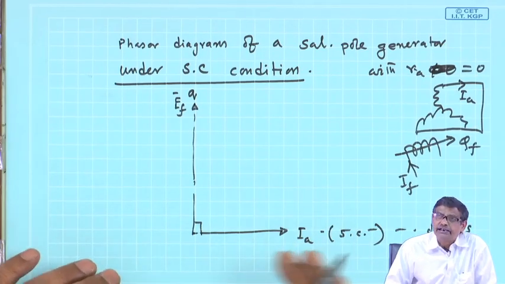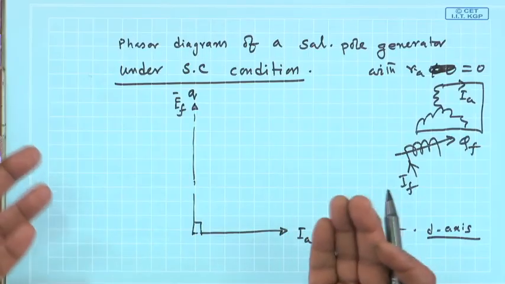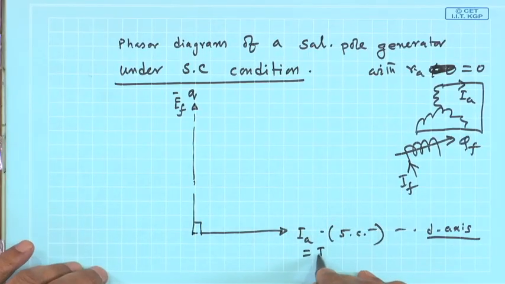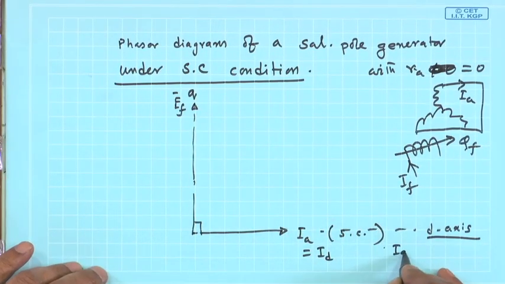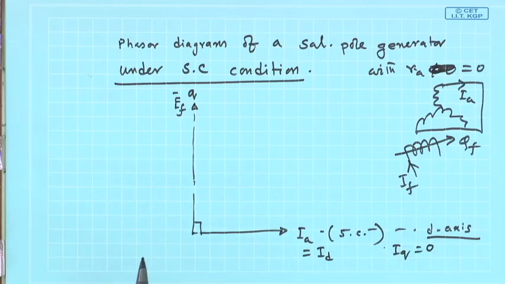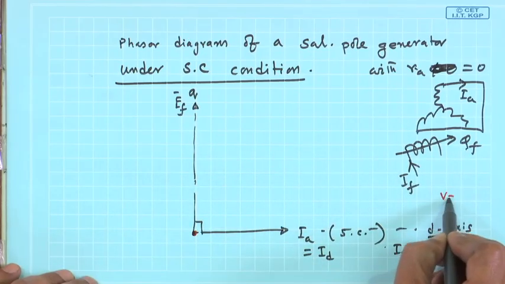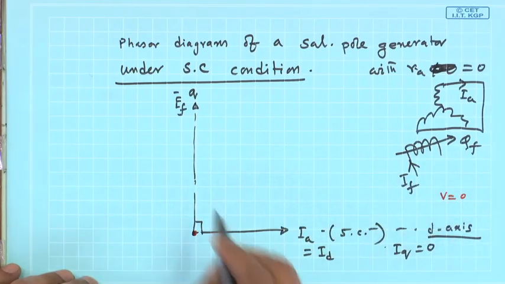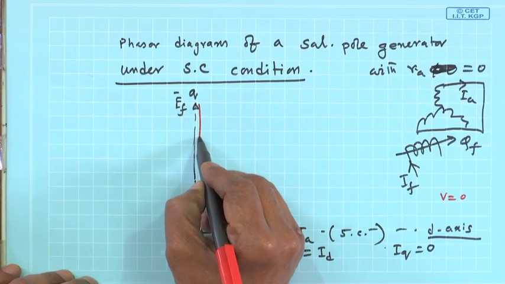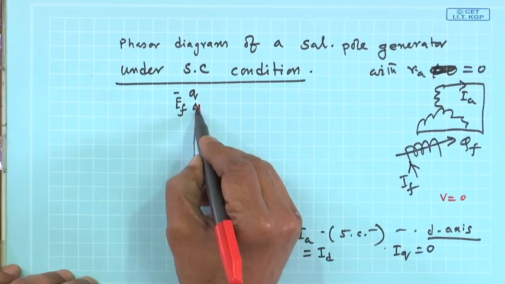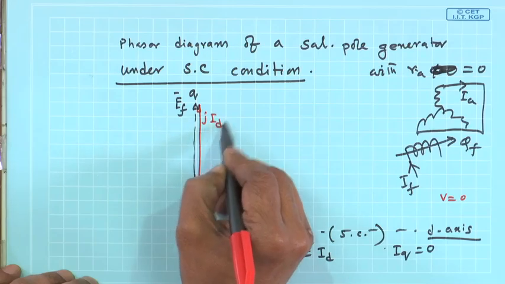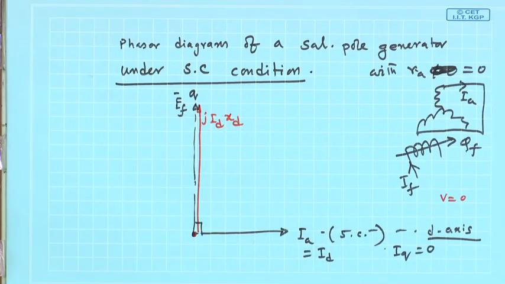Therefore, this short circuit current will be along the d axis. So the q axis component is zero, and this itself is equal to I d, with I q equal to 0. Then you see everything is fine. The terminal voltage is 0. So V equal to 0 plus j I d x d will be only this much. Is it not? This will be the phasor diagram.